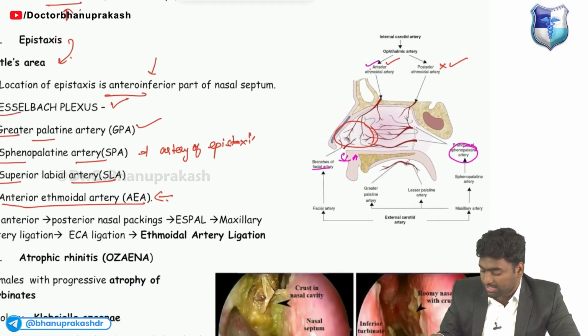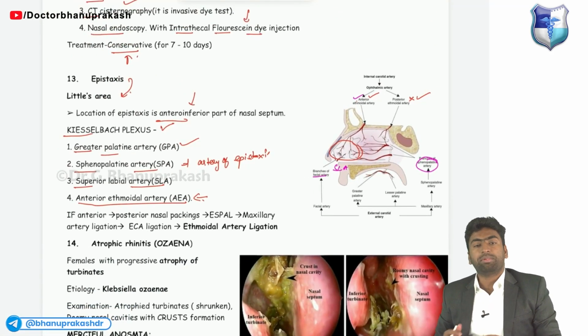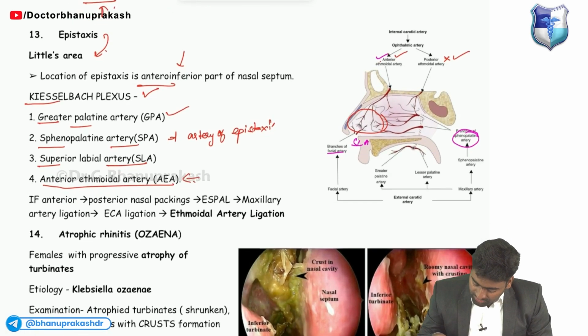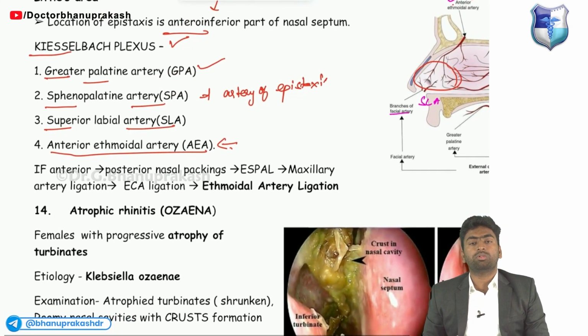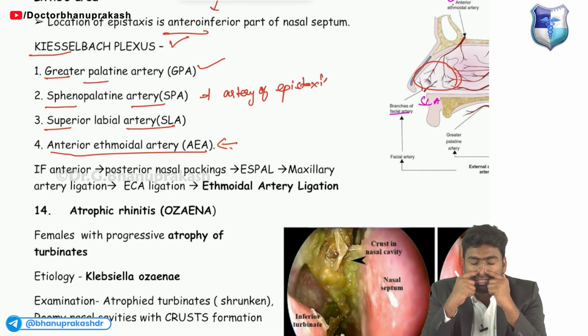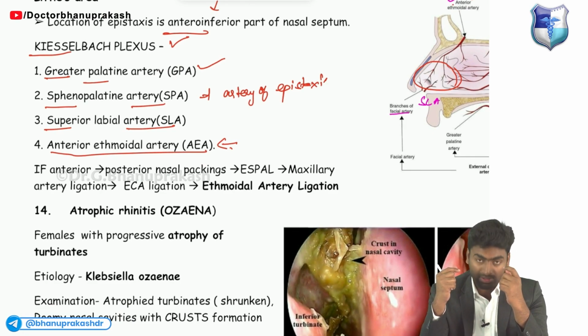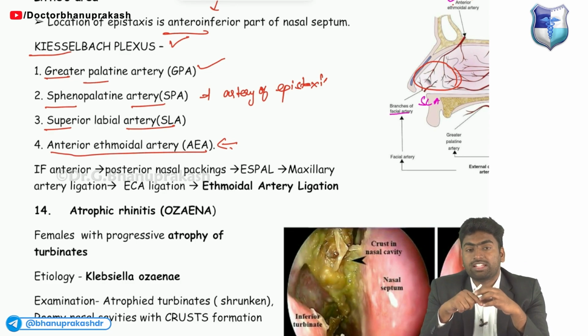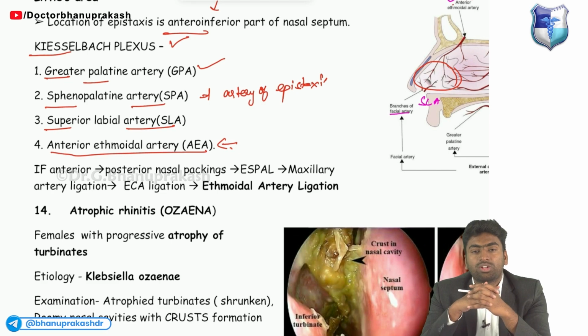Kiesselbach's plexus. Now what will they ask you? If a patient of epistaxis comes to you, what is the first thing you will do? You will tell them to do the tortoise method. You will tell them to pinch the nose, sit, and bend the neck forward, and sit like this for a while. And if it is not controlled by this, then we'll do nasal packing.